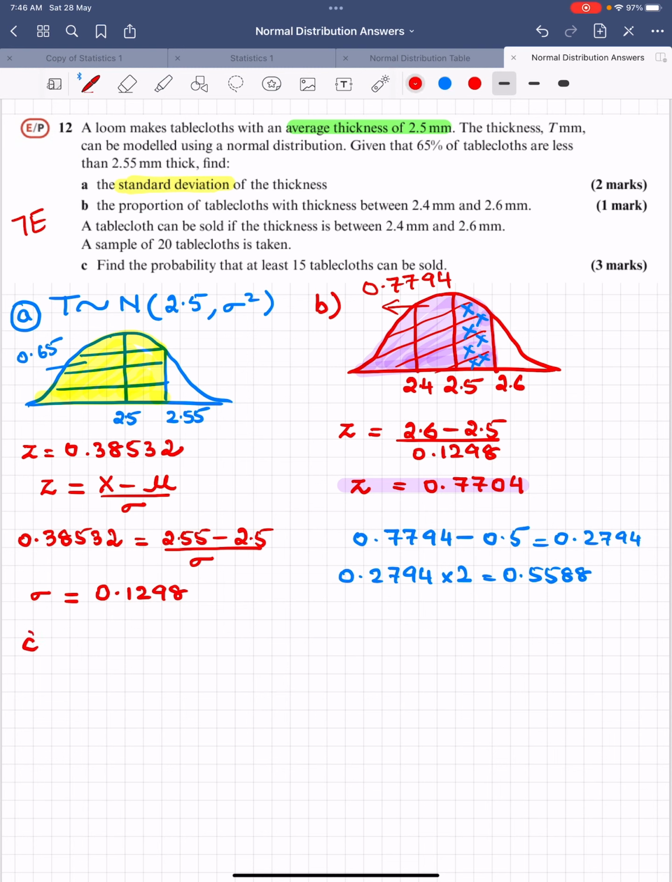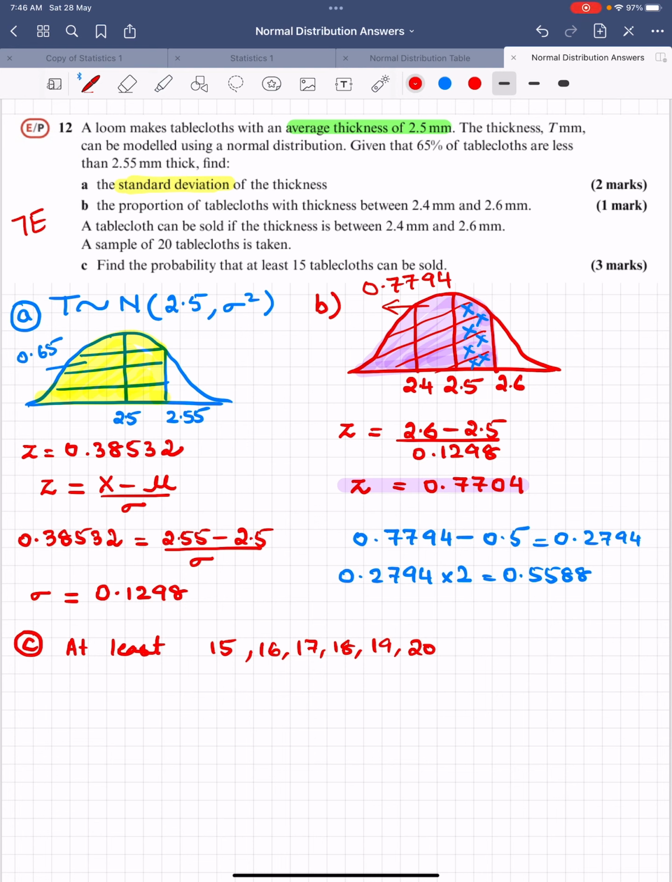Now we move on to part C of the question. Part C says that a tablecloth can be sold if the thickness is between 2.4 and 2.6 millimeters. We need to keep in mind that we already have the probability between 2.4 and 2.6 millimeters. A sample of 20 tablecloths is taken. Find the probability that at least 15 tablecloths can be sold. Now when we say at least 15, that means 15 or 16 or 17 or 18 or 19 or 20.